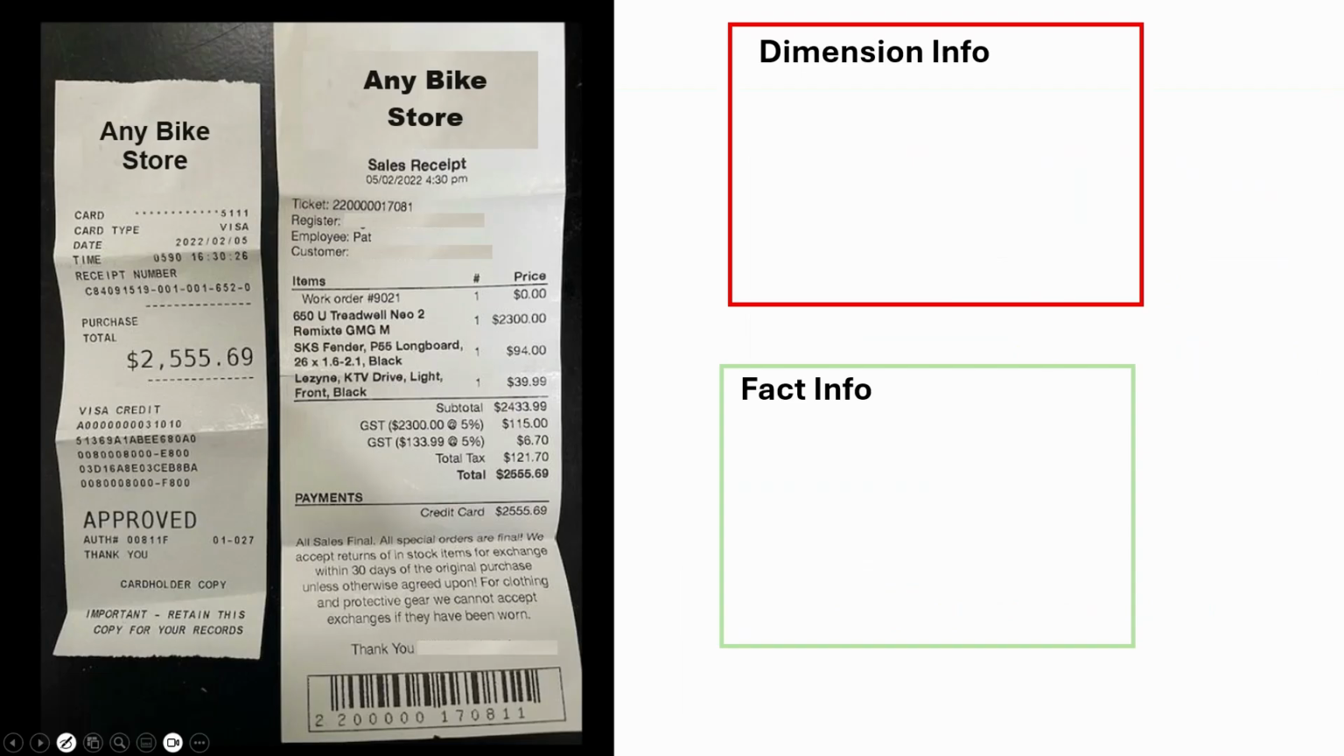All right, so let's quickly go to some real examples here. Let's assume that we have this receipt. Focus on this receipt.